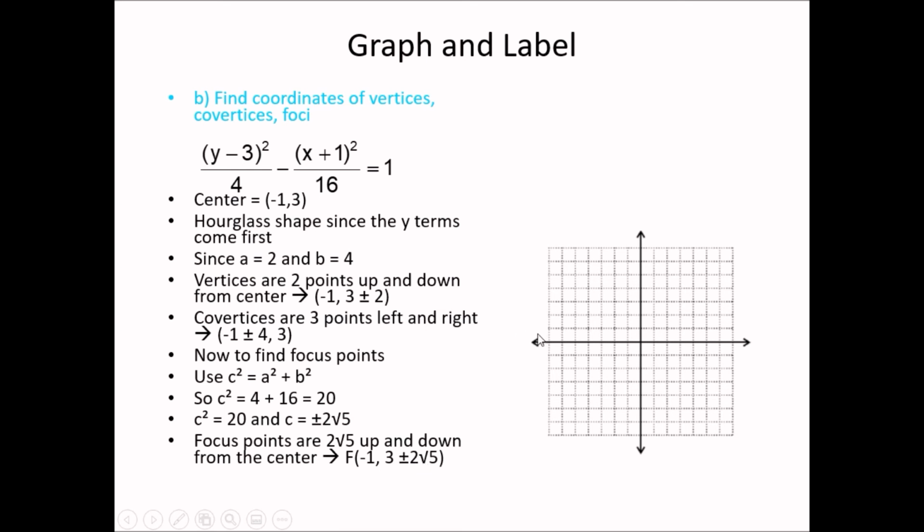Now, we are ready to graph. First is the center. We have negative 1, 3. Next, we have A, 2 units. Since it is vertical, we will count from center up 2 units, 1, 2. Center down 2 units, 1, 2.